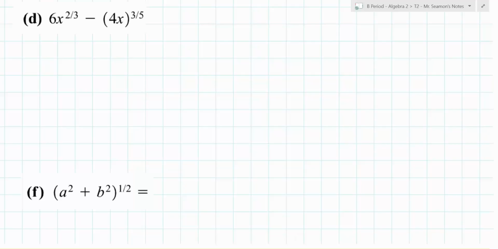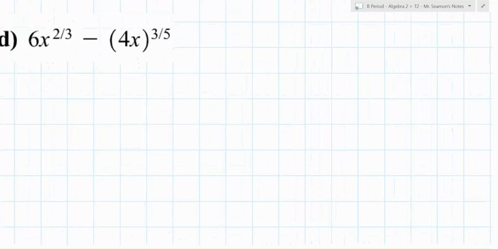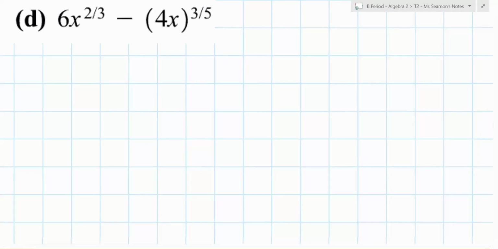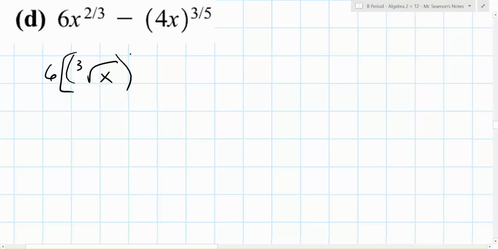So, on the first one, everybody, it's relatively straightforward. It was 6 times x to the 2/3 power. The 2/3 power is not touching the 6, so it's going to be 6 times the cube root of x to the 2nd. You could write it like that. Does that make sense?